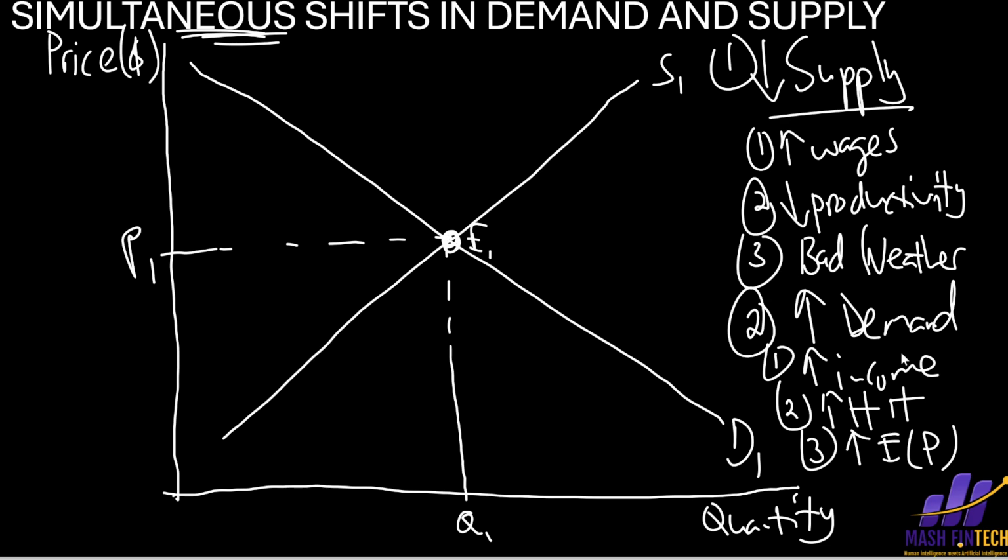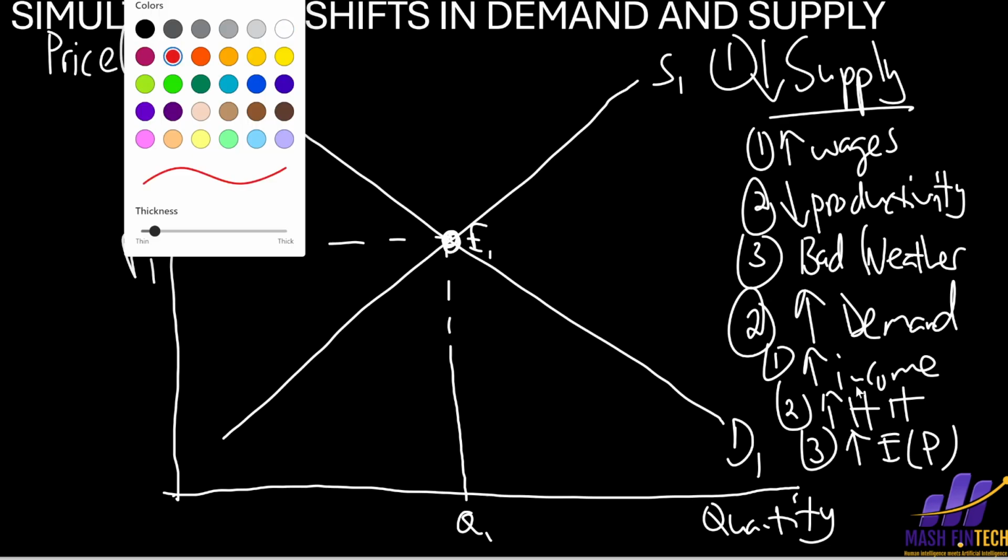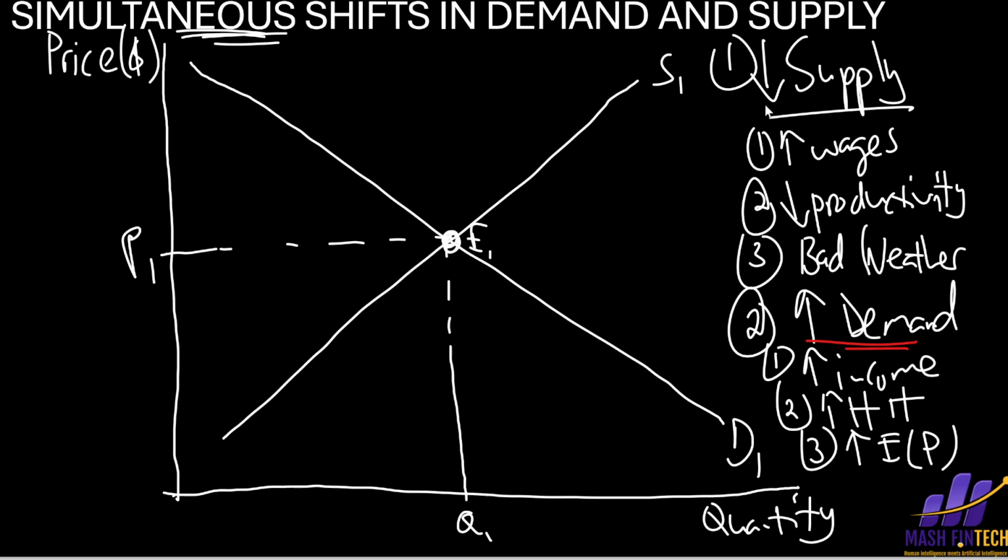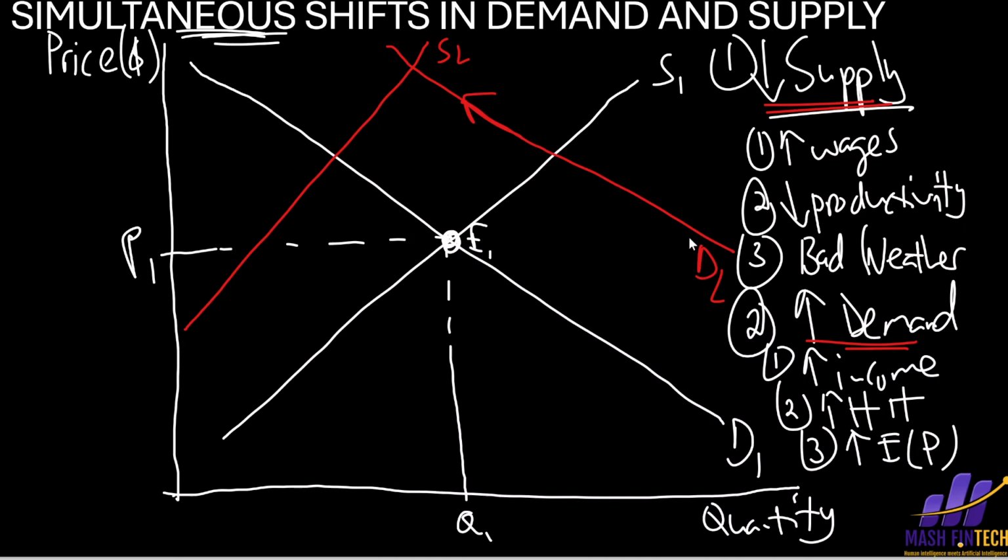All right, so I'm going to use a different color to show the increase in demand and a decrease in supply. Remember, a decrease in supply is going to shift the supply curve in this direction, and an increase in demand is going to shift the demand curve in this direction. So this is the new demand curve. The supply curve has shifted like this, and the demand curve has increased in this direction.